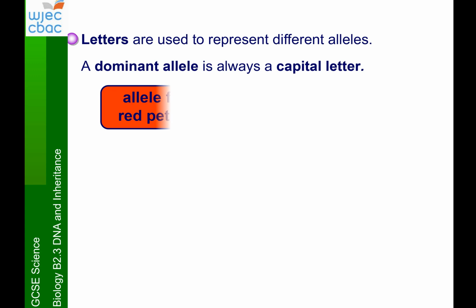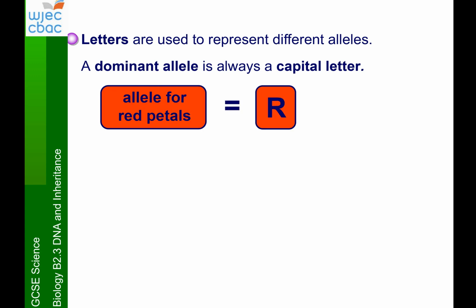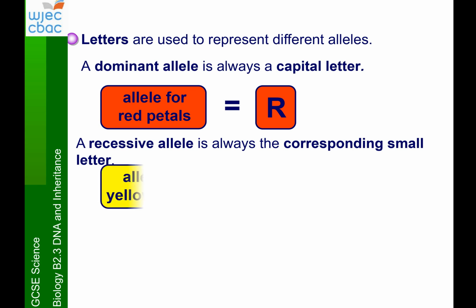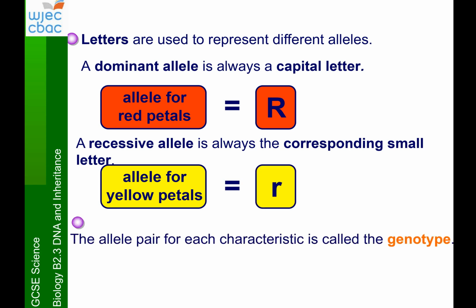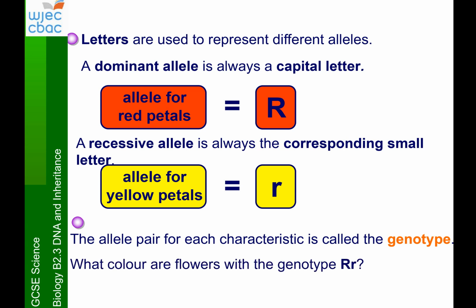Letters are used to represent different alleles. A dominant allele always has a capital letter. So if we're looking at colour of petals, red and yellow, we're going to use capital R for our dominant red. And the recessive allele is always the corresponding small letter. So don't think that you would use a different letter, like a Y. It has to be the lowercase letter to show the recessive allele. The pair of alleles is called the genotype. So you could have two capital R's, which would be red, two lowercase r's would be yellow, and one of each, capital R, little r, would be red because the dominant allele would overpower the recessive lowercase one.